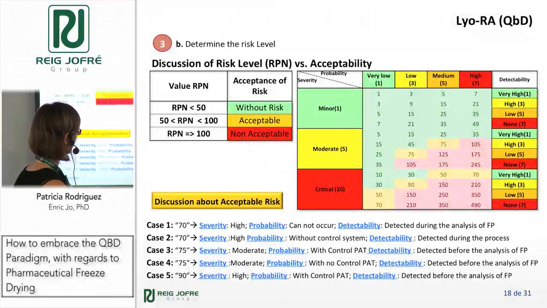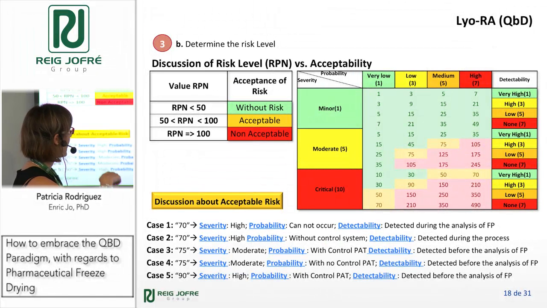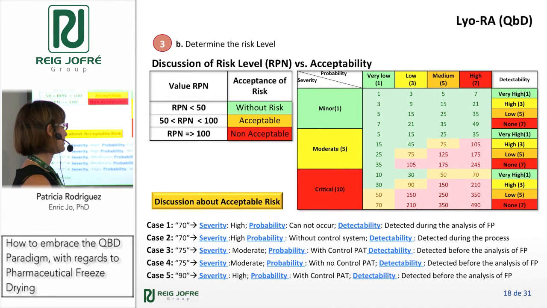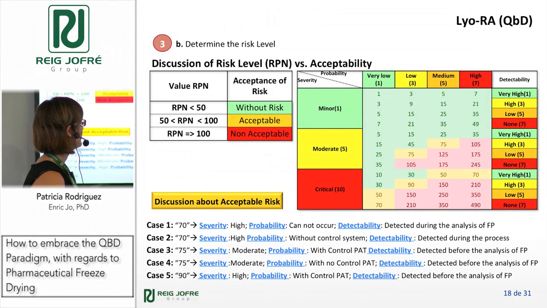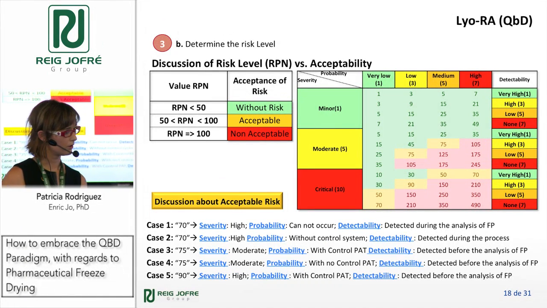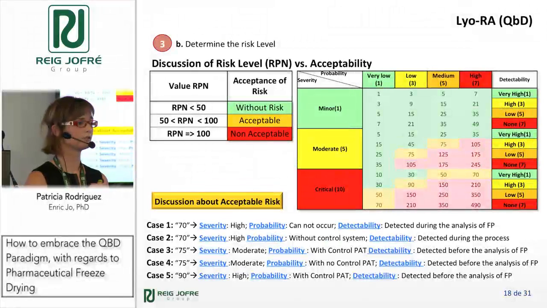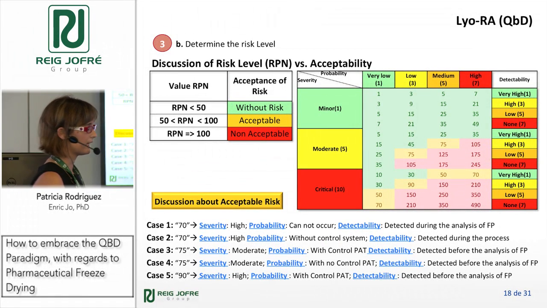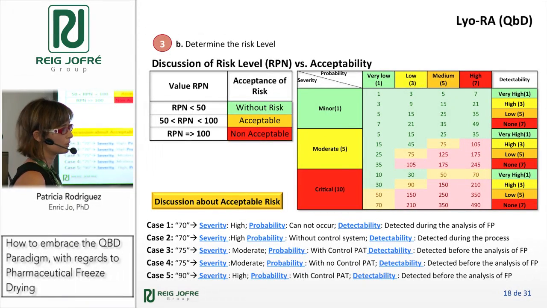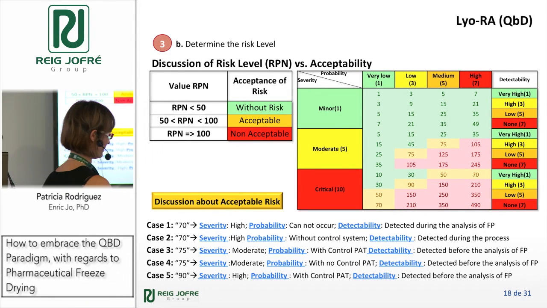So if we go to the red zone, you can see that there is a higher value of risk. So we cannot accept this part. We have to manage and do something, because maybe the full batch goes wrong and we take some samples for doing the analysis. These samples could be right, and maybe we release the product and the product at the end is not well. So we have to avoid this and we have to manage it.